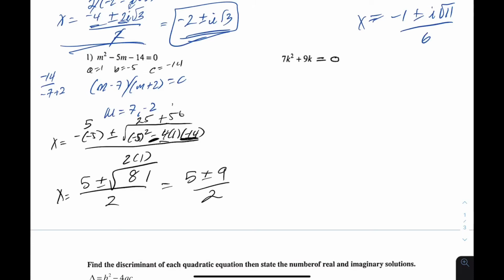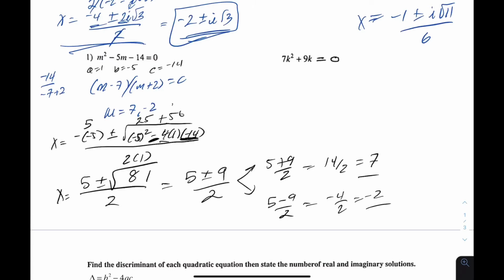Now, since it's plus or minus, I gotta split it up. 5 plus 9 over 2 is 14 over 2, which gives us the 7 we got before. And 5 minus 9 over 2 is negative 4 over 2, which gives us negative 2, what we got before. So again, it works both ways, using the quadratic formula or just factoring. Factoring by far most times is easier.